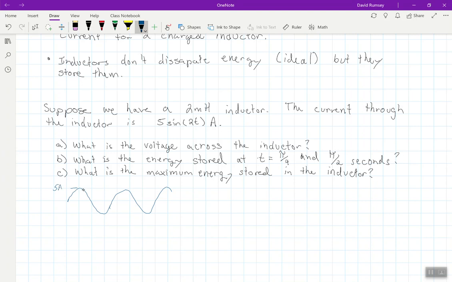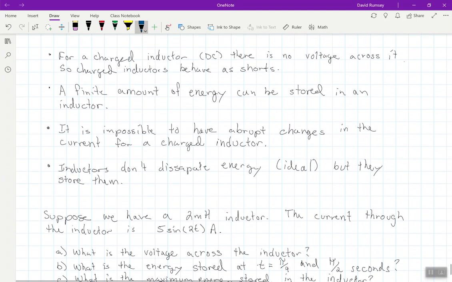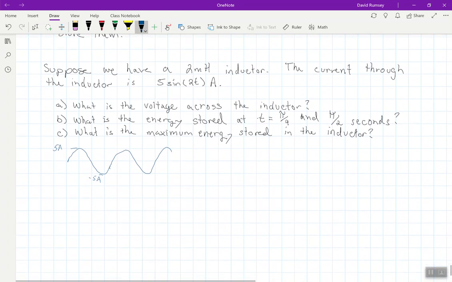And then, okay, some more time is moving along, and I'm slowly decreasing the current, so on and so on. I'm decreasing the current down to minus 5 amps. So I'm not doing instantaneous changes of current. So this doesn't apply in the sense where we're saying that it is impossible to have abrupt changes. This is not an abrupt change. This is a sine wave that isn't an abrupt change.